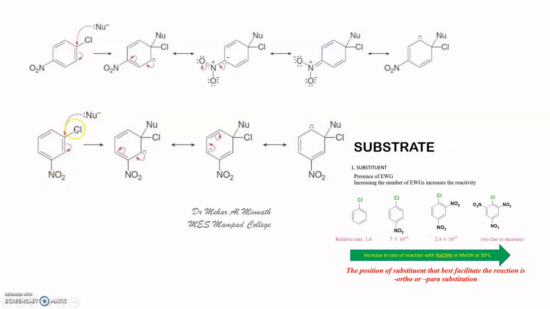Now, if the electron withdrawing group was meta to the leaving group, what will happen? The negative charge will not be present on the meta carbon. You can see in these contributing resonance structures, the negative charge is never on the carbon to which the electron withdrawing group is present, that is the meta carbon. Thus this carbanion will not be as stable as the carbanion in which the electron withdrawing group is para or ortho to the leaving group. That is why the position of the electron withdrawing group is very important. It must be either para or ortho to the leaving group.